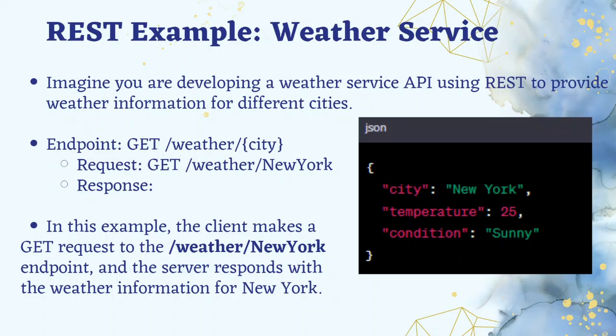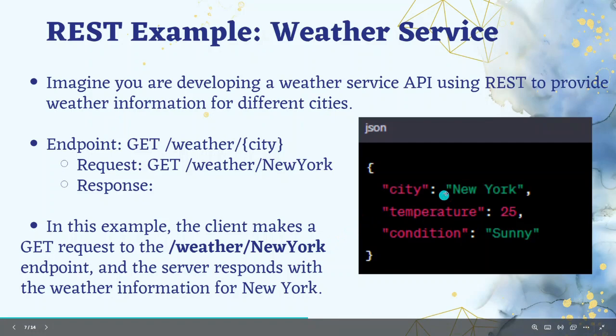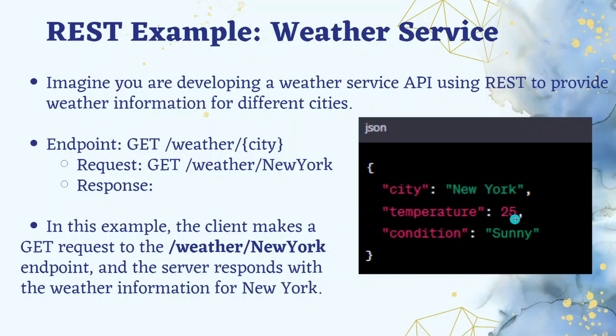For example, let us see this weather service. We are developing a weather service using REST to provide weather information for different cities. We want to get information about a particular city. This is how the endpoint looks: get weather city. Now how does the response look? We will get information like this: a city, a temperature, and a condition, like whether it is a sunny day or a rainy day. So this is how a typical JSON format looks.